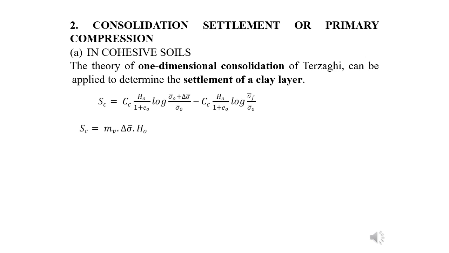Sc is equal to Mv times delta sigma bar times H0. This formula also we have seen in the 5th semester. This is another formula, and it is also utilized to solve the numericals.